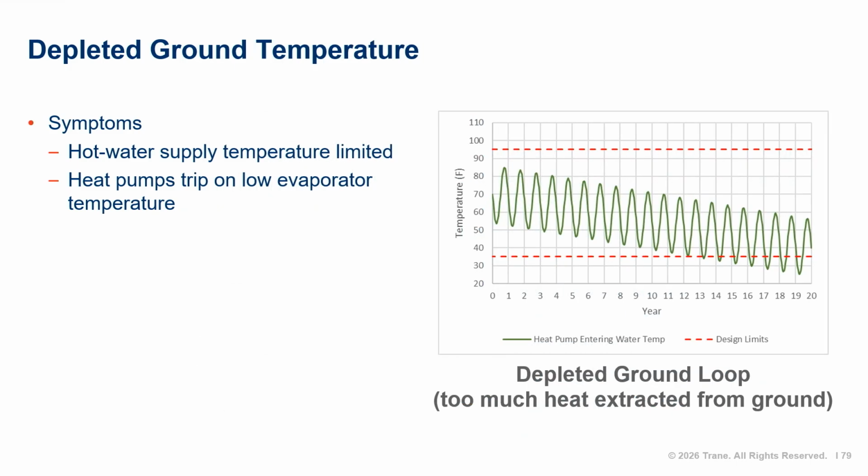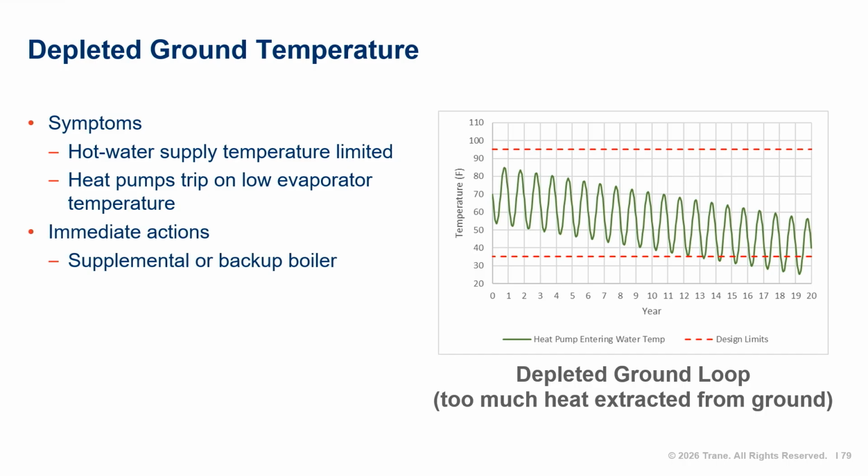If the ground temperature is depleted, heat pumps may be limited in heat mode, or they could trip off on low evaporator temperatures. Cold ground temperatures are good for cooling season, so again, let's focus on the immediate problem of getting through the heating season.